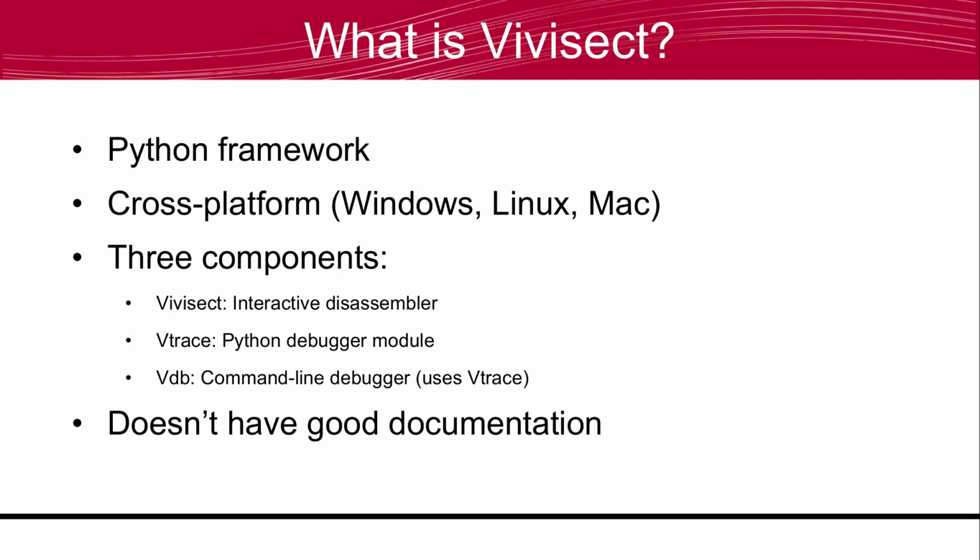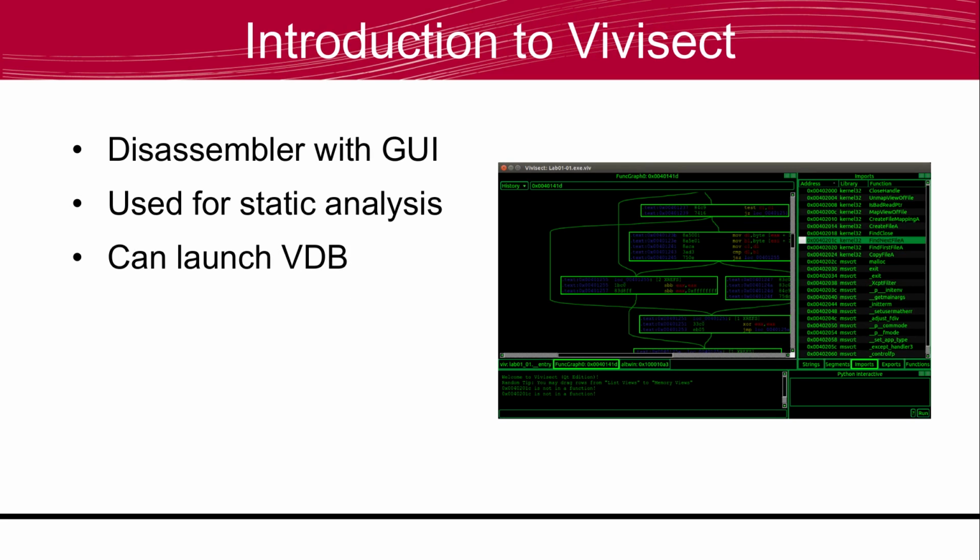The first is Vivisect itself, which is an interactive disassembler, similar to GDB or OllyDebug or anything like that. Second is Vtrace, which is a Python debugging module or library that you can use in your own Python scripts. And then the third is VDB, which is just a command line debugger that uses Vtrace behind the scenes. Now, unfortunately, Vivisect in general does not have good documentation. So, just as an introduction to Vivisect, as I mentioned, it is a disassembler.